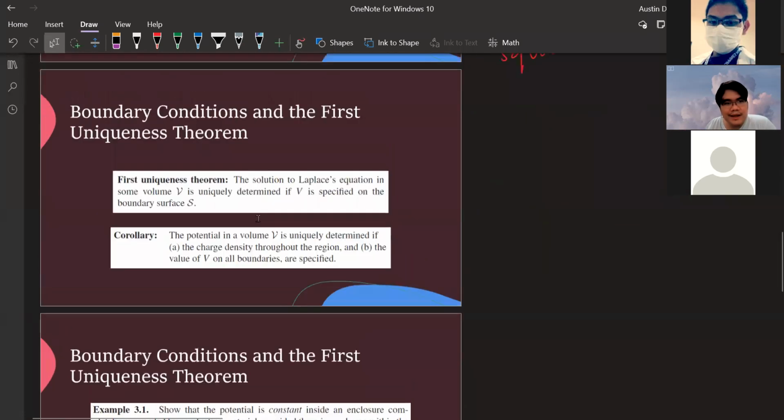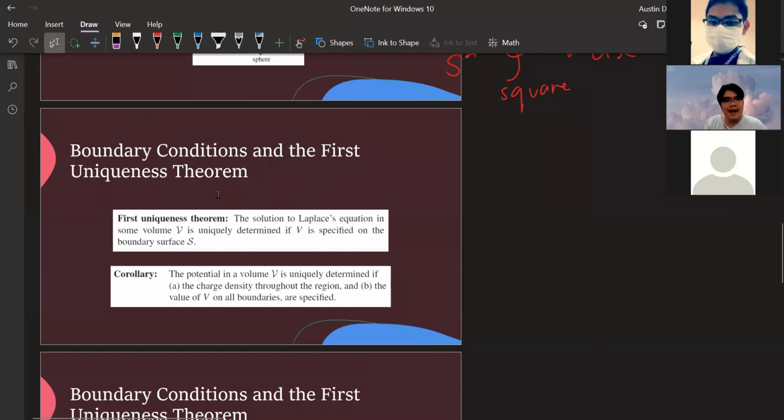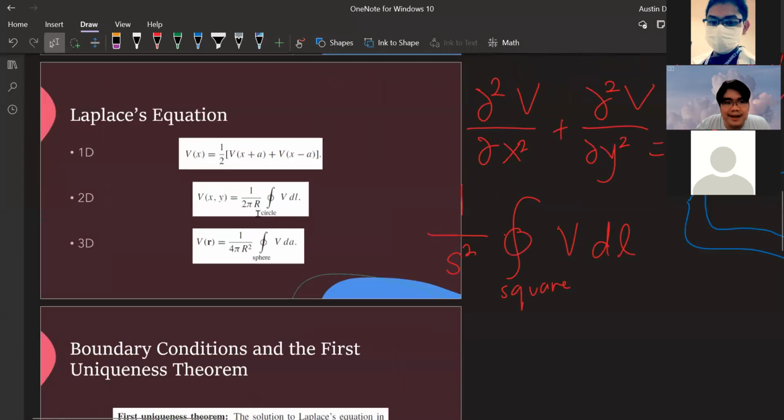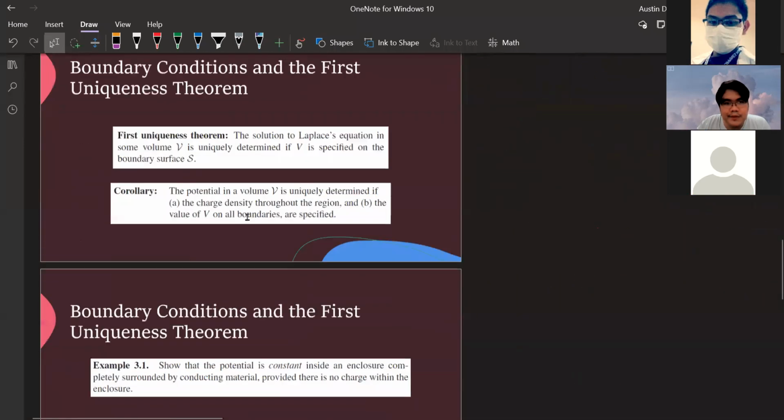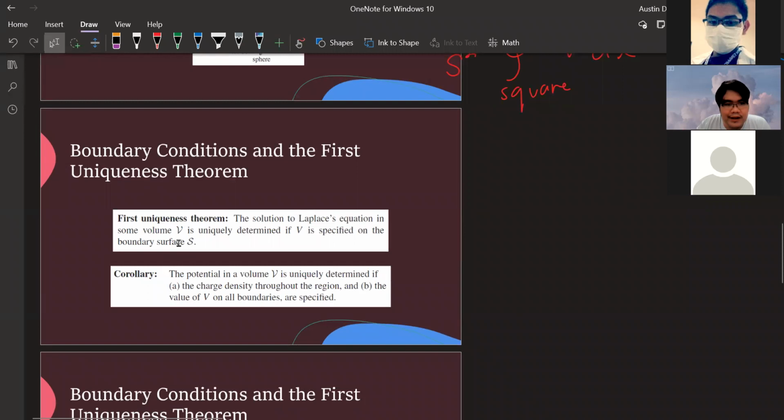Okay, so balik tayo. Mahaba yung discussion dito ni Griffiths and nakakalito actually. So dahan-dahanin natin. Ano ba itong mga uniqueness theorem na to? The first uniqueness theorem tells us that the solution to Laplace's equation, this guy, in some volume V is uniquely determined if potential V is specified on the boundary surface S.